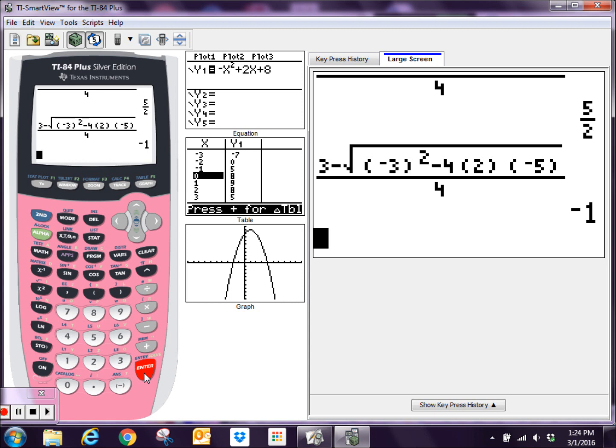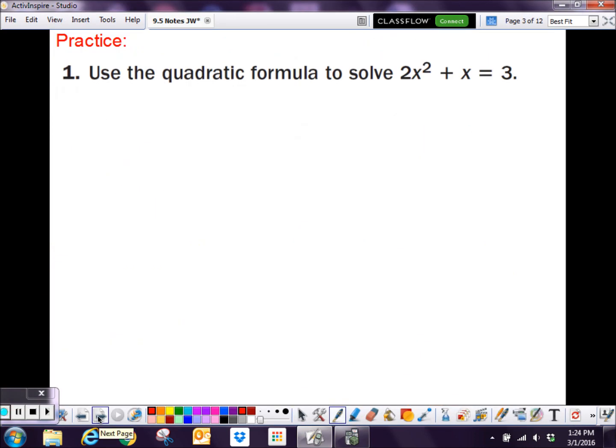So from here on out, I do not mind if you do that, but again, you have to know how to simplify that a little piece at a time. All right, here we go. Next one. Use the quadratic formula to solve 2x squared plus x minus 3.